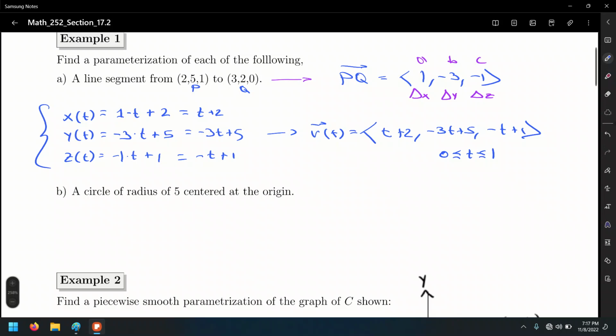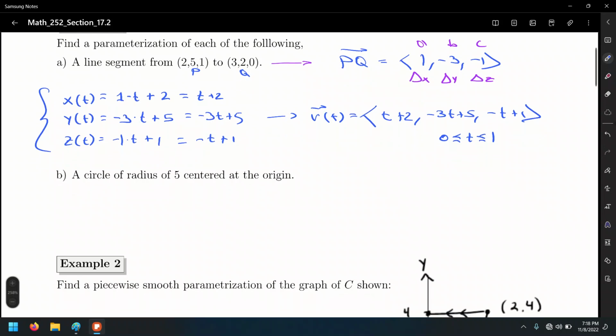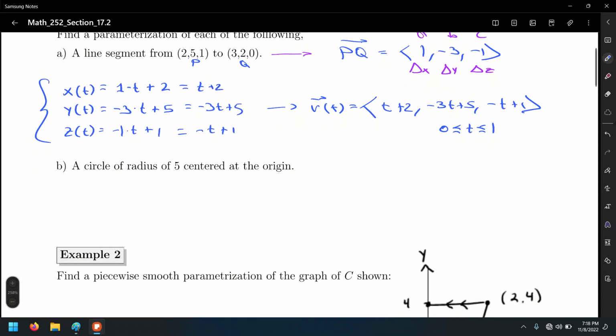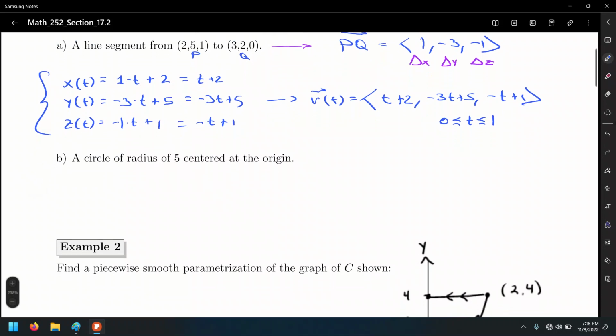Now do the same with 1. 1 plus 2, isn't that a 3? And then 1 times -3, which is -3 plus 5, isn't that a 2? And last but not least, 1 times -1, that's -1 plus 1, that's a 0. And it's important to check all this because it's going to mean everything when it comes to defining these piecewise defined smooth curves to compute these line integrals.